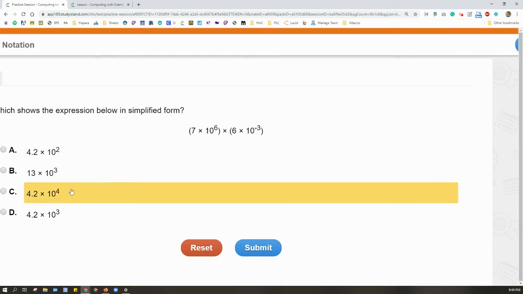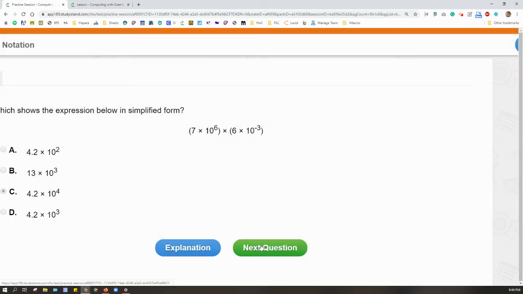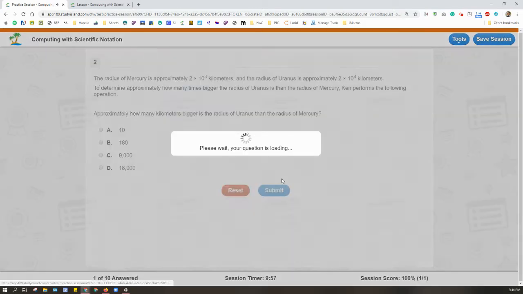Let's try some more problems here. We have 4.2 times 10 to the fourth. Let's go ahead and do some more of these.